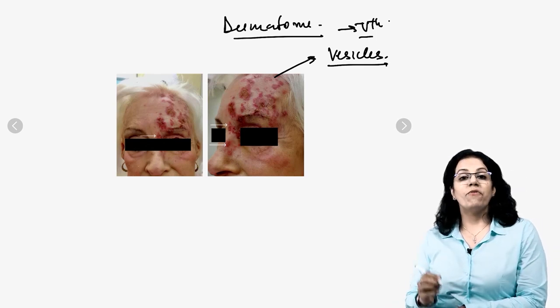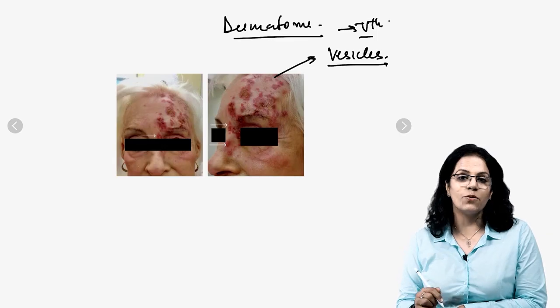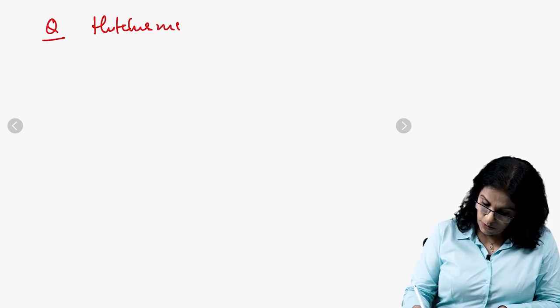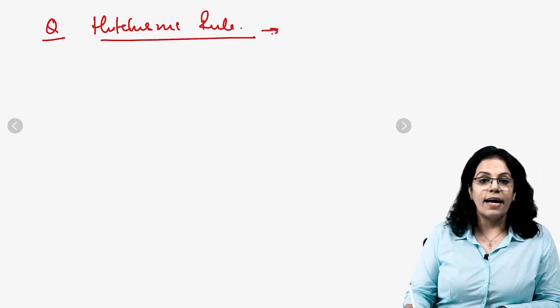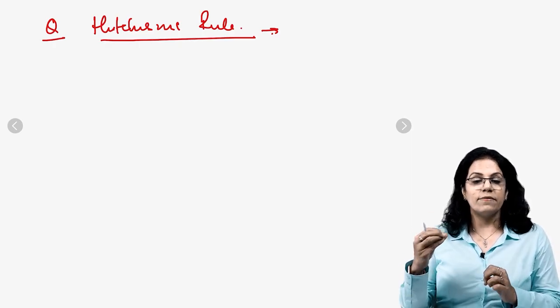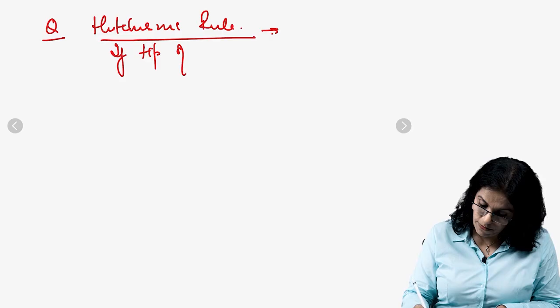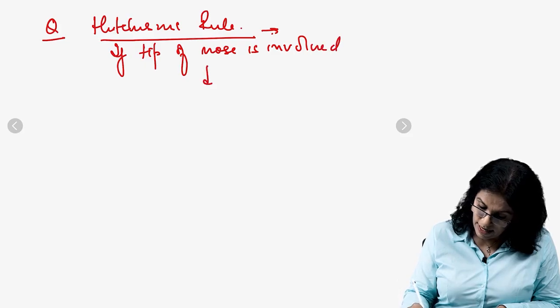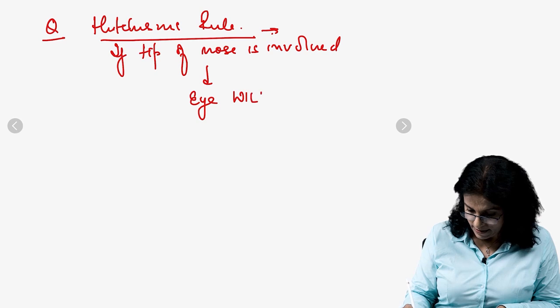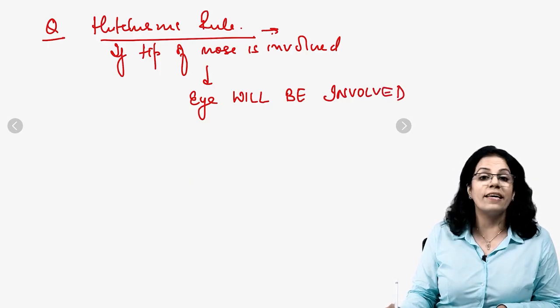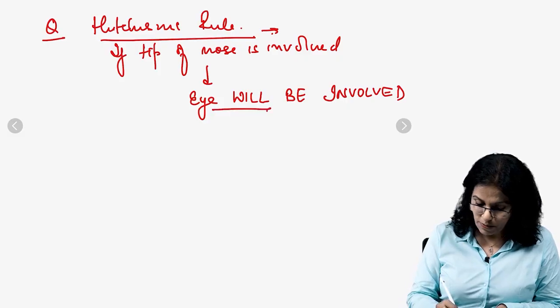Then they ask you a very important question. What is Hutchinson's rule? So make a cue, all of you, and note down what is Hutchinson's rule. Hutchinson's rule says, you just saw the skin lesions, if these vesicles are on the tip of the nose, so if the tip of the nose is involved, it is a rule that the eye will be involved. That means there will be keratitis. This is Hutchinson's rule. Make a double Q actually.